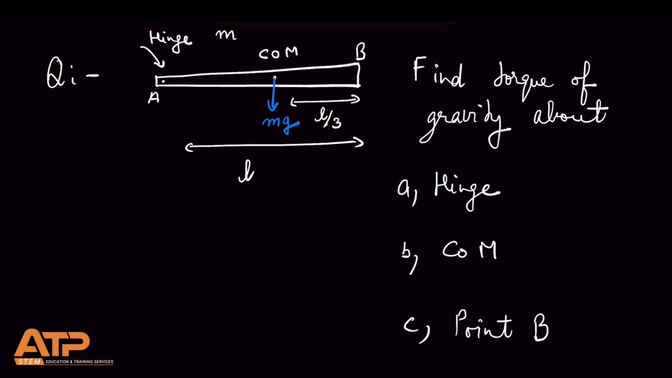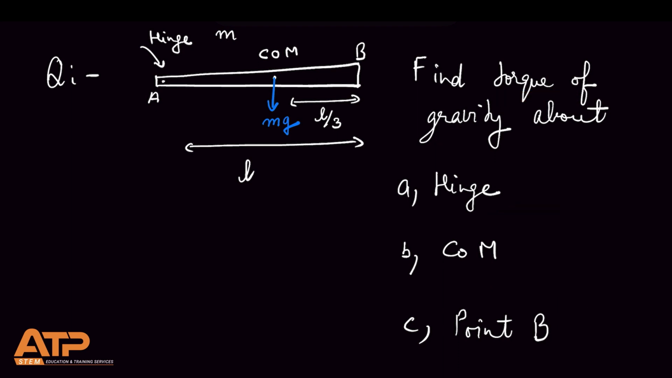Now let's look at this next question. So over here we have a rod and this rod is hinged at the left end and its center of mass is not in the middle. This rod has a center of mass on the right side over here at a distance L by 3 from point B. Question is, find torque of gravity about hinge, center of mass and point B.